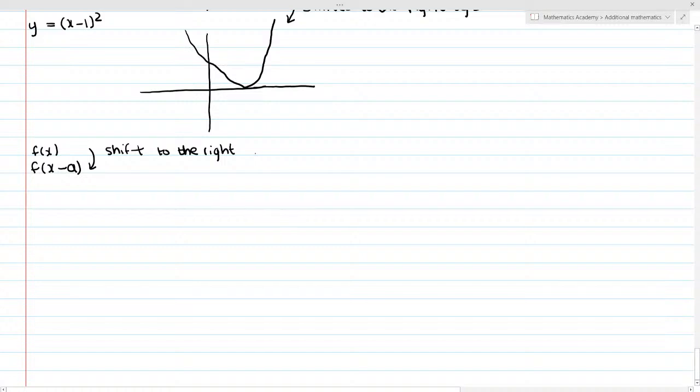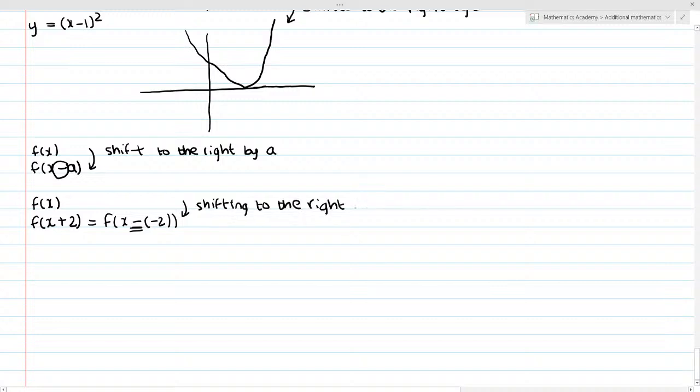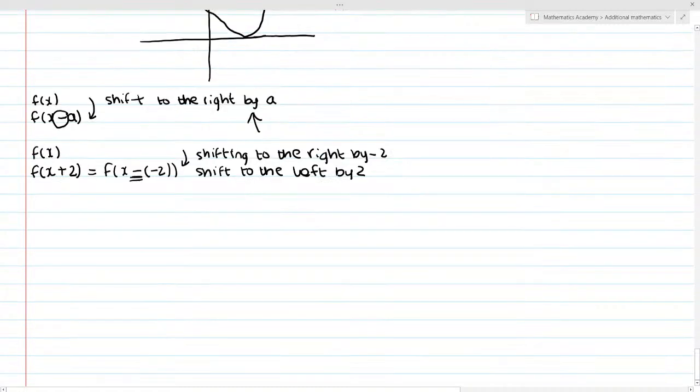And so for example, if you have a function f of x and then you want to understand how that relates to the function f of x plus 2, well, f of x plus 2 is the same as f of x minus minus 2. Remember, you need to have a minus here. That's very crucial. And so f of x minus minus 2 means shifting to the right by minus 2, just following the rule above. But shifting to the right by minus 2 is the same as shifting to the left by 2. And so shift to the left by 2.